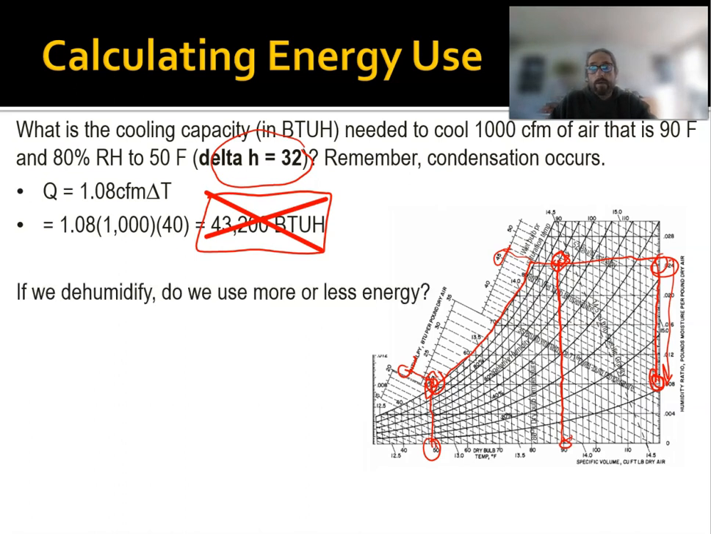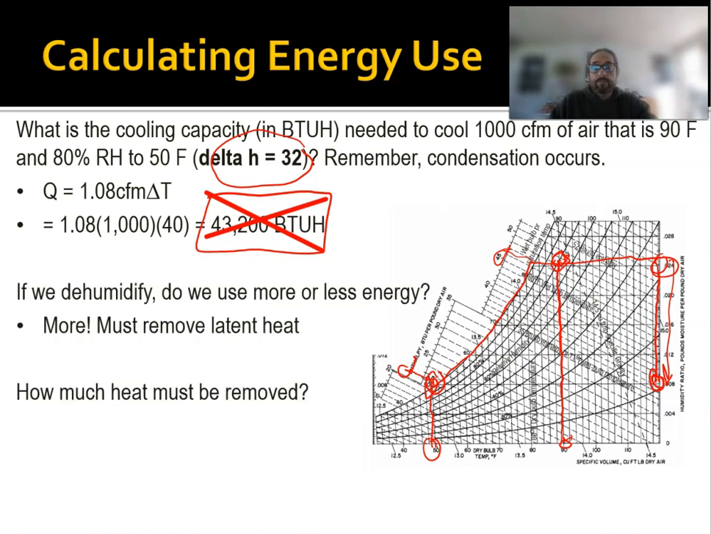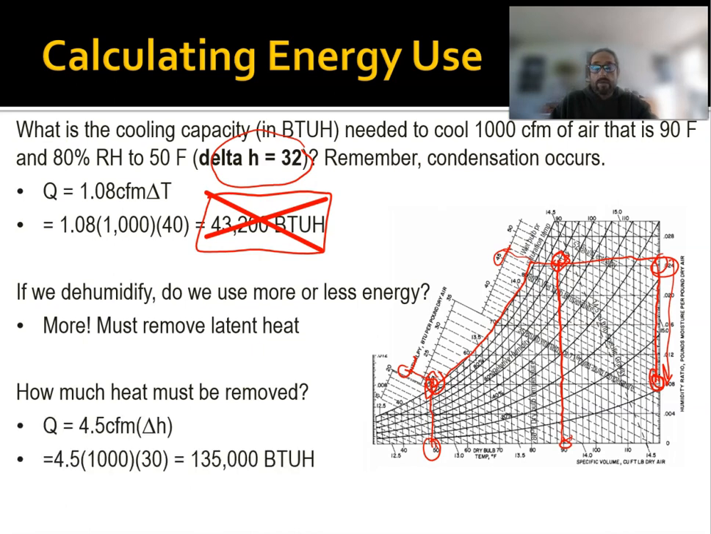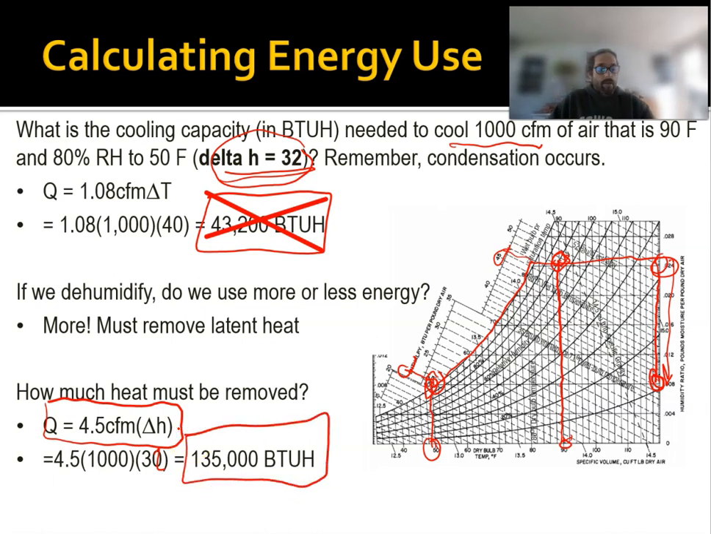So the proper way to calculate it is using this equation. If we use that same scenario, remember the equation is 4.5 times CFM times delta H. So in this scenario, we have 4.5 times 1,000 cubic feet per minute, and our delta H is 32. Oh, I put the wrong number in there, but anyway, it'll be about the same. So regardless of 32, the point is it's much, much higher. Look how much higher this is than that 43,000.